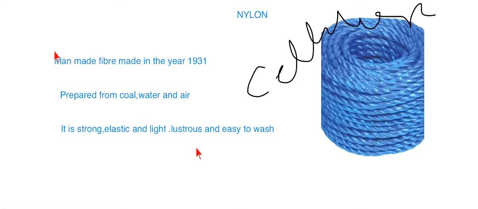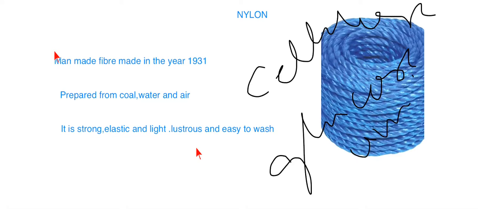Cellulose is made up of a large number of glucose units. So cellulose is obtained from cotton. It is natural. Okay. So nylon is an artificial fiber. It is totally made from coal, water and air, and it was the first fully synthetic fiber.